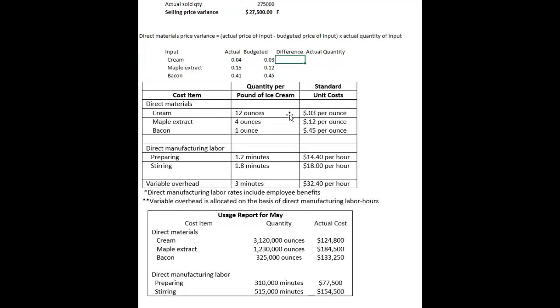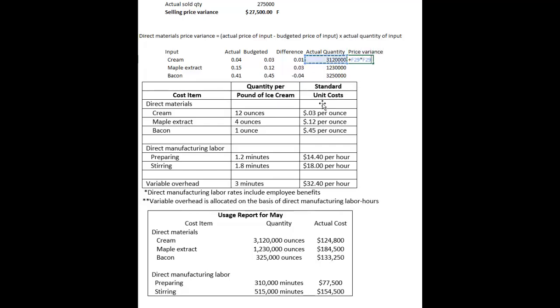So we subtract the two. Remember, our formula says actual price of input, which we just figured out, minus the budgeted price per input. If we have a positive number here, it's not good, is it? Because we spent more than we wanted to, so that would be an unfavorable variance. And you multiply that by the actual quantity of the input, not the budgeted quantity of the input. We multiply that by these figures here. I'll just put the actual quantity here: 3,120,000, 1,230,000, and 325,000.